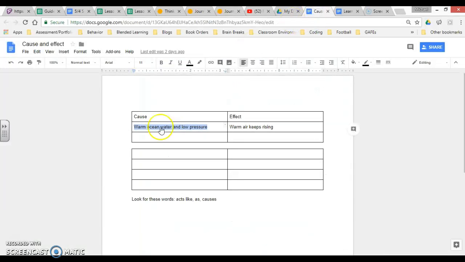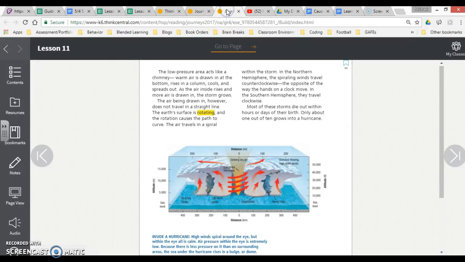So if we look at this organizer we've used earlier in the year, warm ocean water and low pressure are the cause. The effect is the warm air keeps rising. And there are key words here, acts like, as, and causes, that can identify a cause and effect.